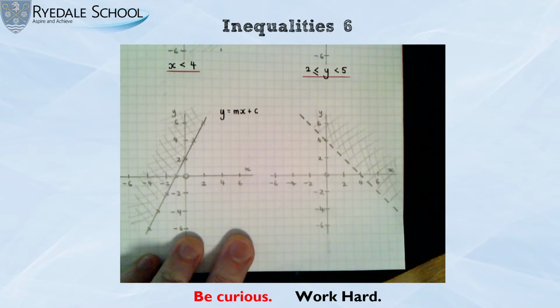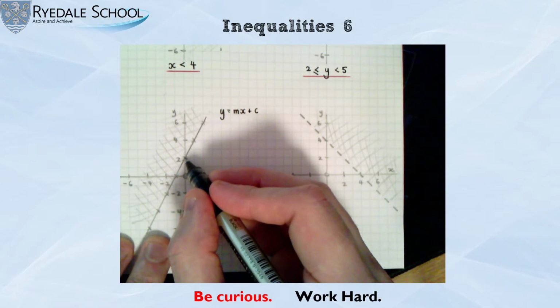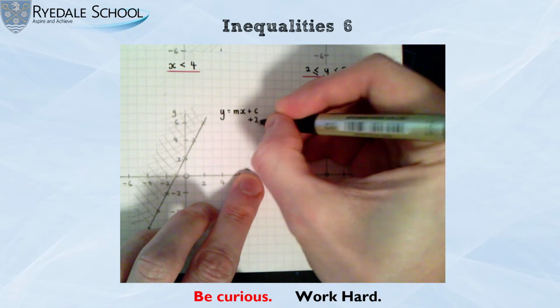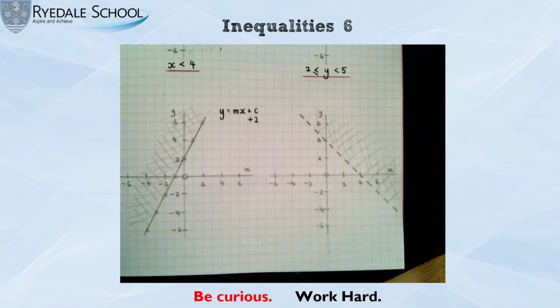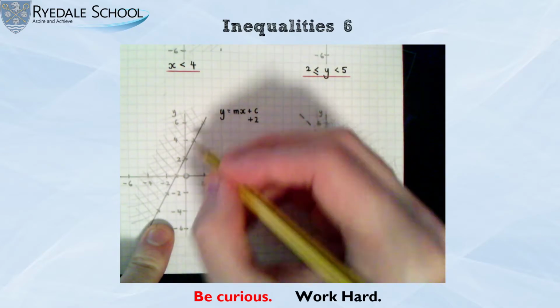And I'm going to work out the value of m and the value of c, my gradient m and my intercept c. So I'll do the intercept first because that's easier. It cuts the y-axis at positive 2, so I already know that my equation of my line has a plus 2 on the end. Now, working out the gradient, you pick any points that lie on the line.